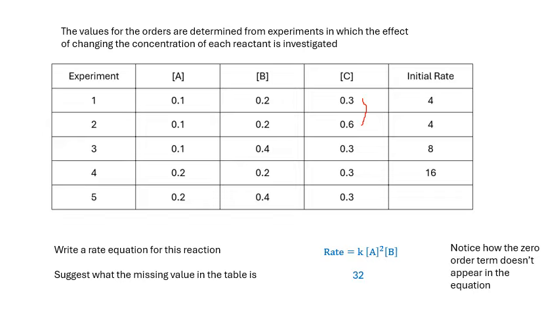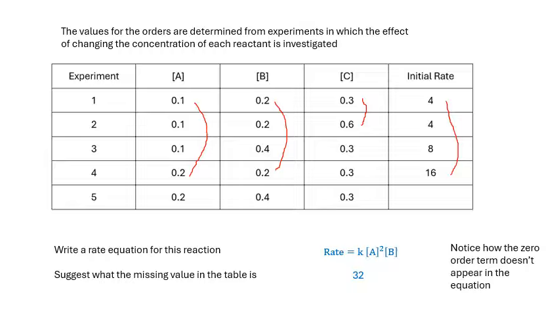What about A? Now when I double the concentration of A, so from 1 and 4, that's 0.1, 4 is 0.2, but B is the same. So B is 0.2 in each case. So doubling the concentration of A, what's happened to the rate? It's 4 times bigger. We've gone from 4 to 16. And that means that A is second order. The indice, the order, is equal to 2.